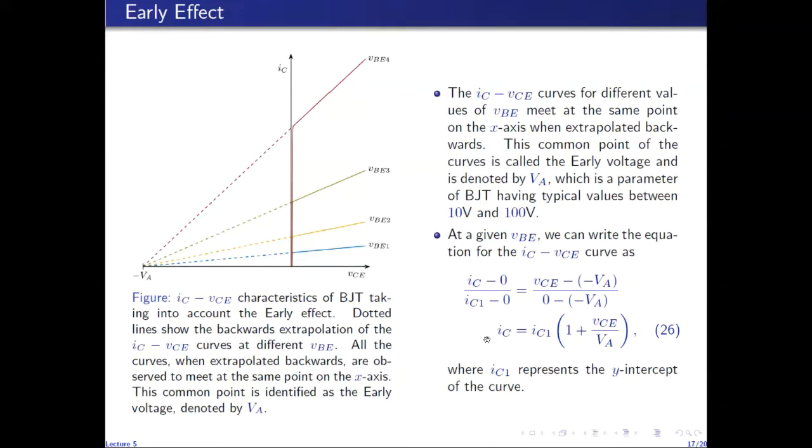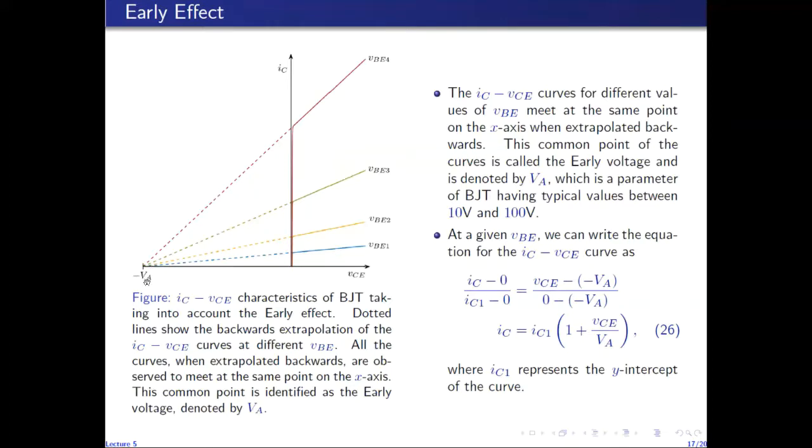So this 2-point formula gives us this expression of IC versus VCE, in which IC1 represents the y-intercept of the straight line. So what is this IC1? This IC1 can be found by observing the dependence of the slope on VA.